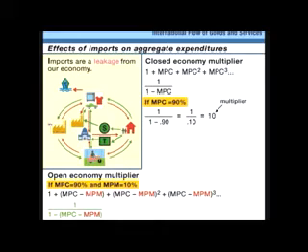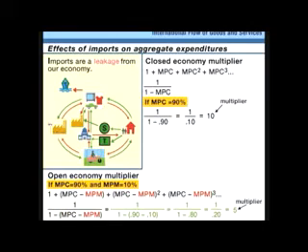1 over 1 minus 90% minus 10% or 80%. 1 minus 80% is 20%. The multiplier was just reduced down to 5. 1 over 20% is 5.